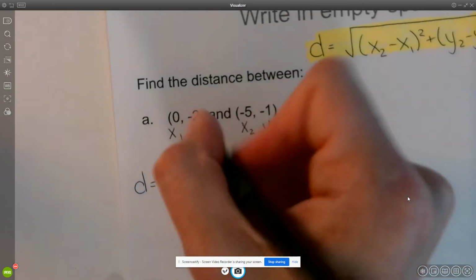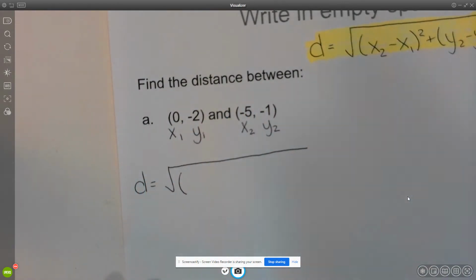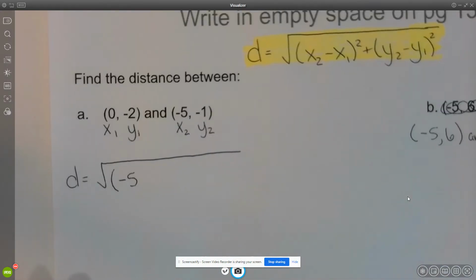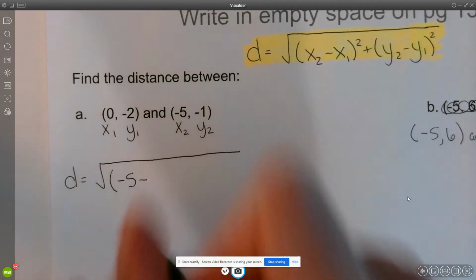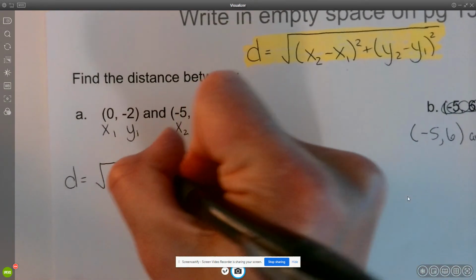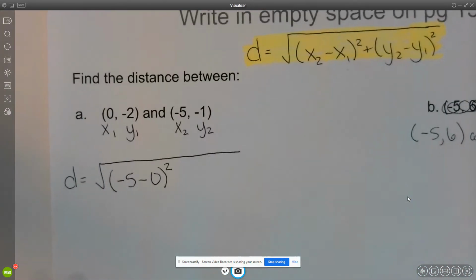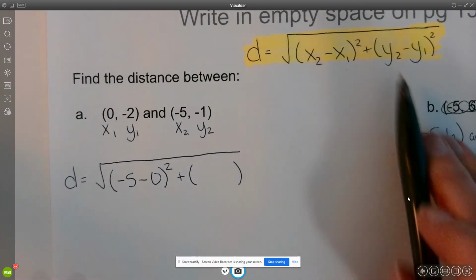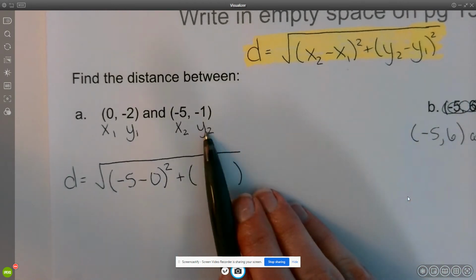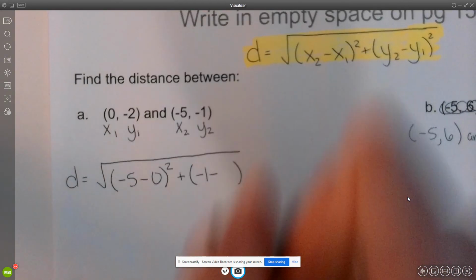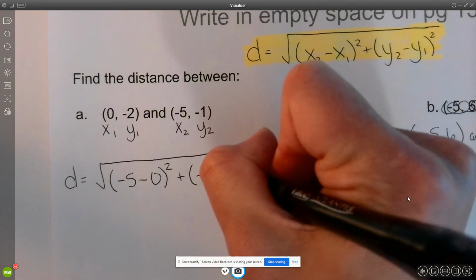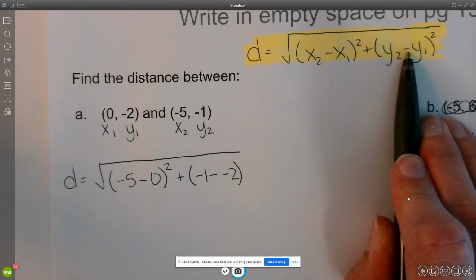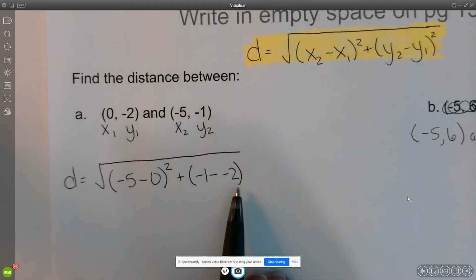will be equal to the square root of the quantity x2, which is 5, minus x1, which is 0, squared, plus y2 minus y1, so -1 minus -2. So notice how I have minus a negative. The minus comes from my formula, and the negative comes from the -2.